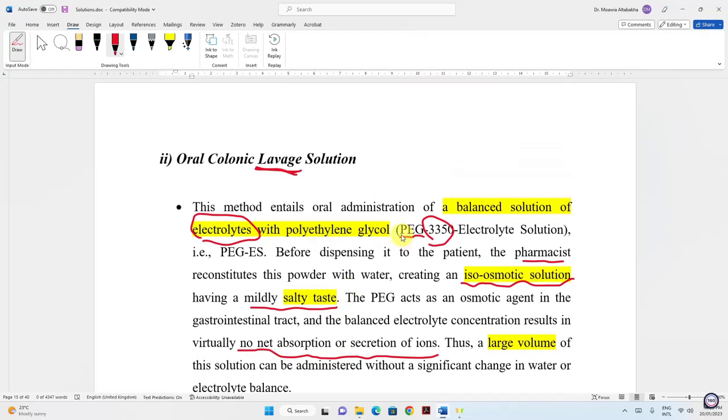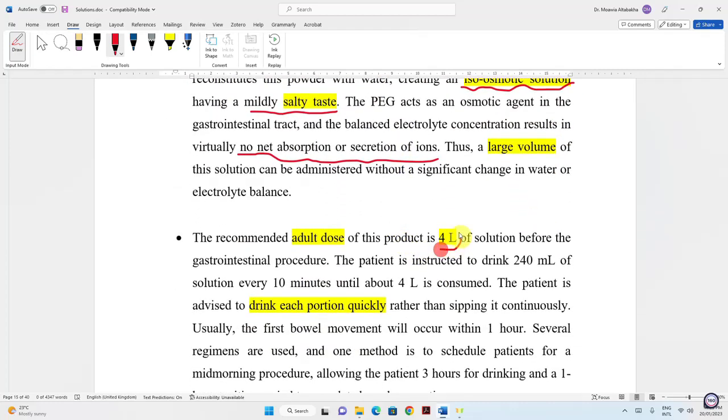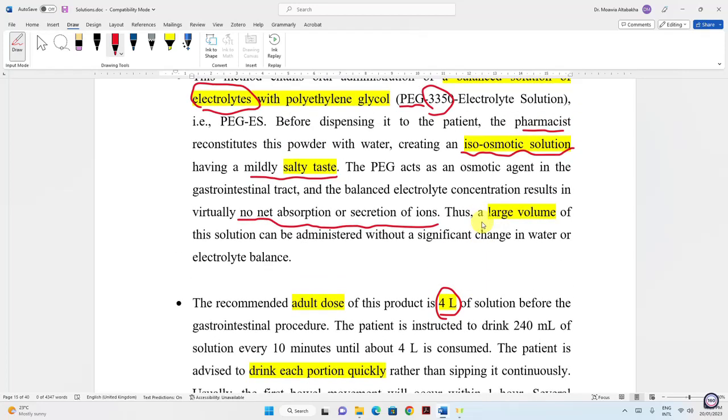Now, what is the volume that the patient should drink? It is a large volume, 4 liters. So how can they drink 4 liters? This is a huge amount. Actually, they take it in cups. A cup is 240 ml, and every 10 minutes they will quickly drink 240 ml.